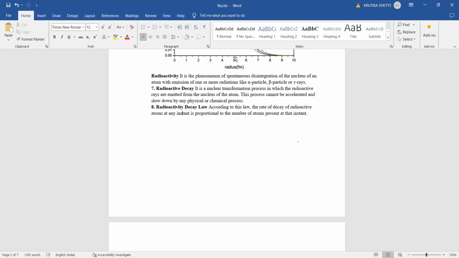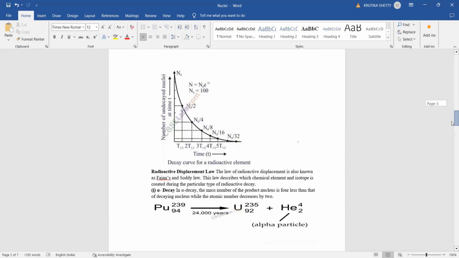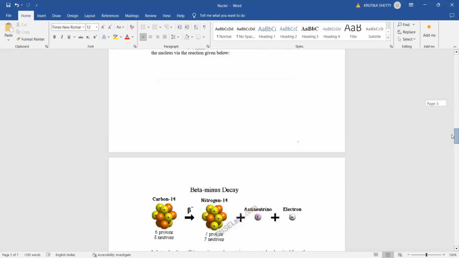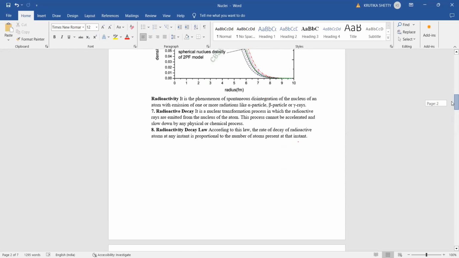Then the last point for today's class, that is the radioactive decay law. So what is this radioactive decay law? With the formula, I'll explain here only. Here, the number of disintegrations. Let us see the first statement. According to this law, the rate of decay of radioactive atoms at any instant is proportional to the number of atoms present at that instant.